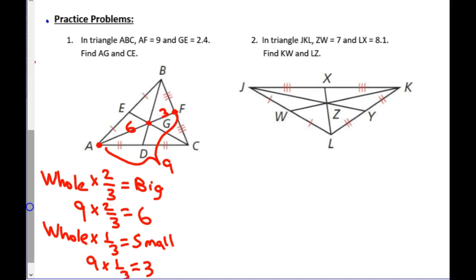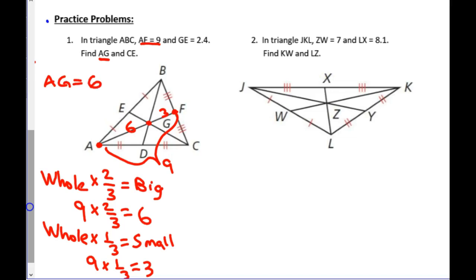Okay? Now, a lot of people get this, and then on the next one, get lost. So stay with me. Okay? So, real quick, we said AF was 9. They're asking us to find AG. What is AG? Well, once we applied 2/3, we got what right here? 6. So AG equals 6.